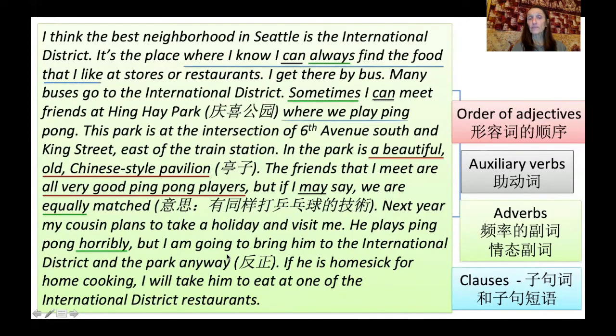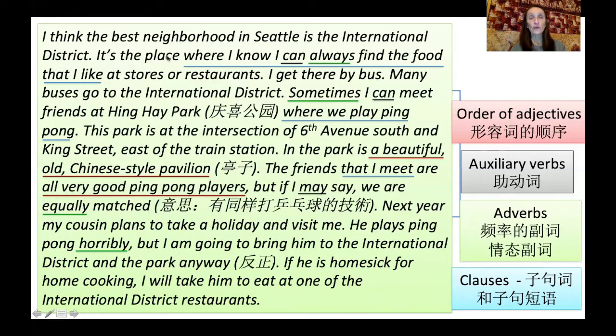Aha. And there's a clause. Let's see, where are the clauses? Okay. So let's look at these clauses. It's the place. And here's the clause underlined in blue, 蓝色线, where I know I can always find the food that I like. There's two clauses here.